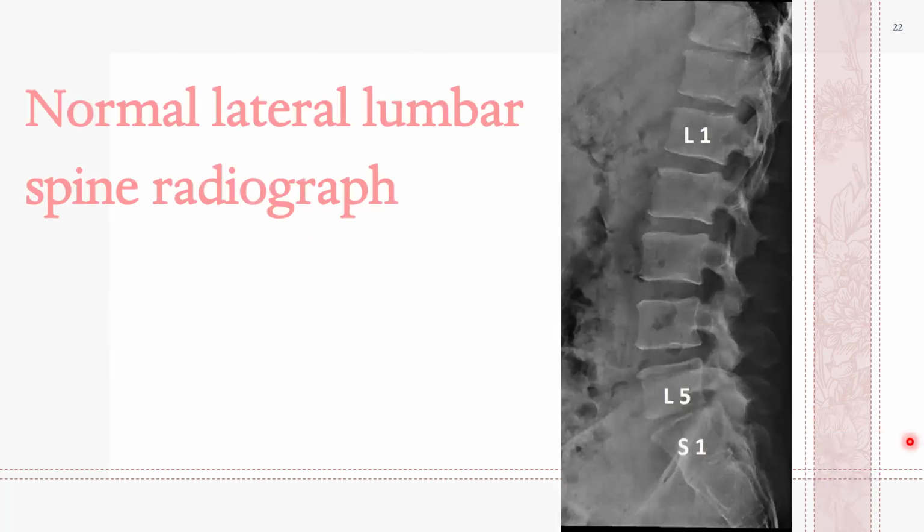This image is of an X-ray of the lumbar spine taken laterally. This is the L1 vertebral body, and this is L2 with the intervertebral disc space between them. This is L5 and S1. We see here that the disc space is narrower than the disc above it, and it's normal and should not be confused with disease.